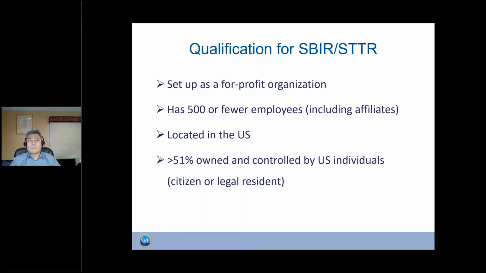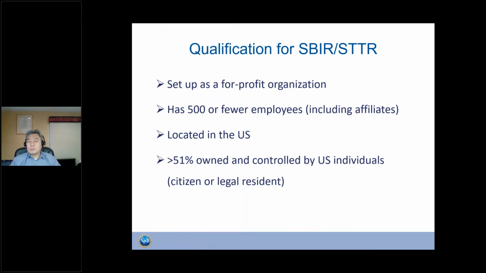So to be eligible for SBIR-STTR, these have to be just for-profit companies, fewer than 500 employees. That's the federal definition of a small business concern. And located in the US, companies have to be at least 51% owned and controlled by US individuals, which means US citizens or permanent residents.